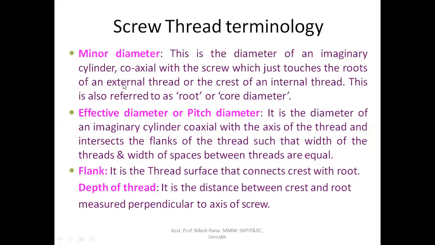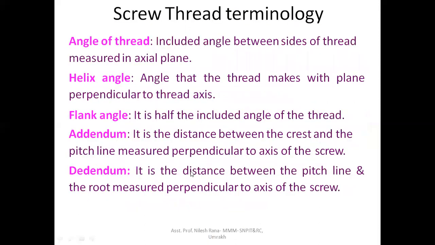Okay. So all this terminology we have seen in the figure. The next terminology is angle of thread. This is the angle included between the sides of the thread measured in axial plane. That is called the angle of thread. Next is helix angle. The angle that the thread makes with plane perpendicular to thread axis is called the helix angle of the thread. Flank angle, it is half the included angle of the thread.